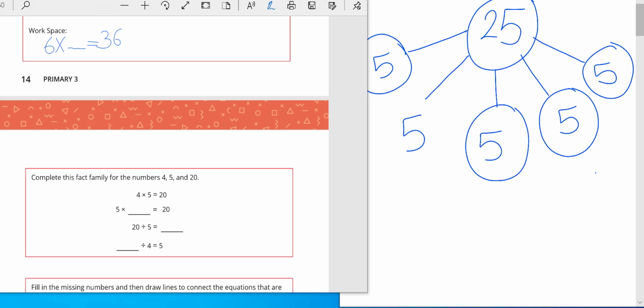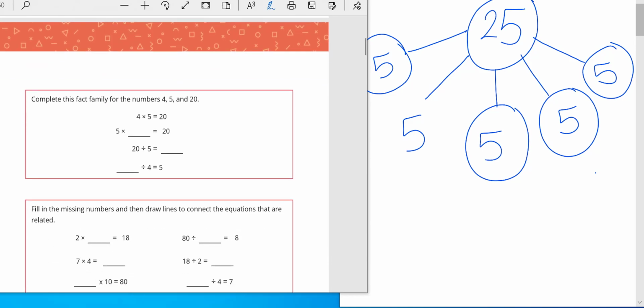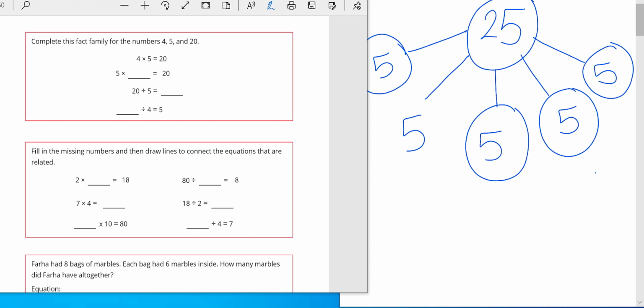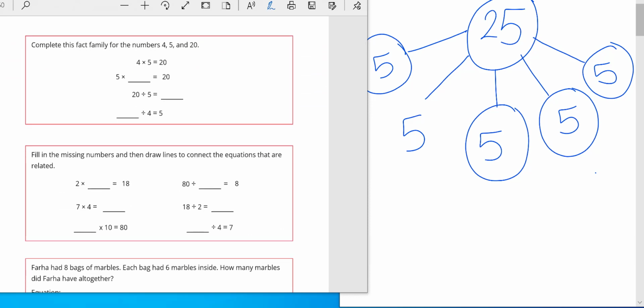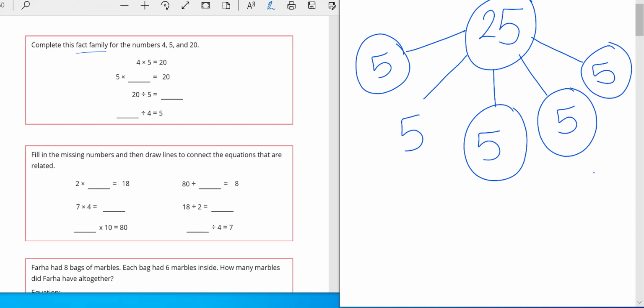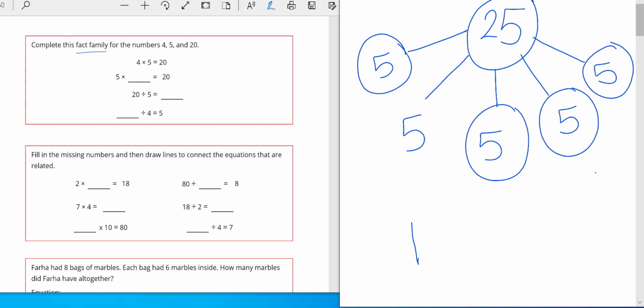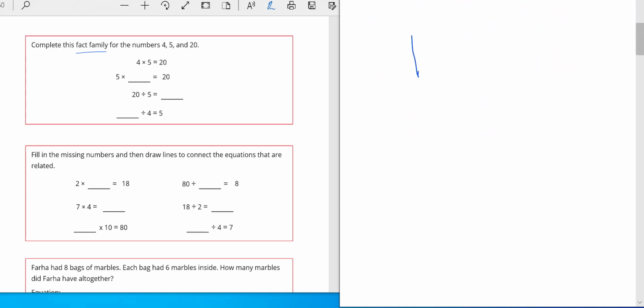Now go to book page 15 and complete solving. He asked me to complete this fact family. As we studied in the first term, we have 4 fact families. Each 3 numbers have 4 equations. 2 equations for multiplication operation and 2 equations for division operation by the same 3 numbers.